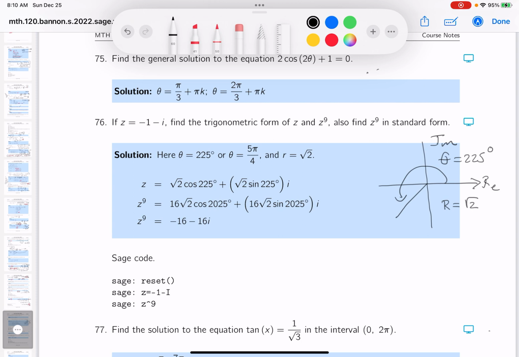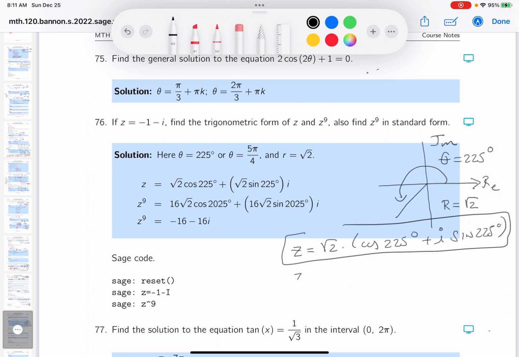All right, so let's write down Z now. Z can be written as root 2 times cosine of 225 degrees plus i sine 225 degrees. All right, that's Z. They asked for that. They also asked for Z^9. And what's that going to be?